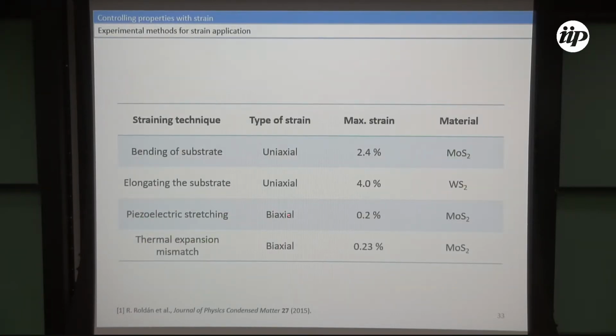The two methods that are piezoelectric and thermal are biaxial, so for this kind of effect, it wouldn't be helpful. But the first two give uniaxial strain, and the maximum strain you get so far in the literature is 4%. So it's still too small to get the kind of effect I'm talking about, since I need about 14% strain to have the coffee moving its rings out of the plane.